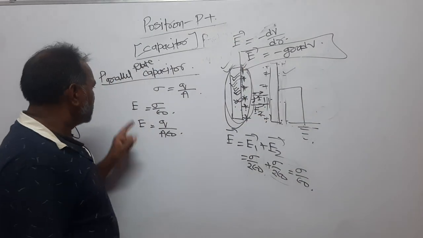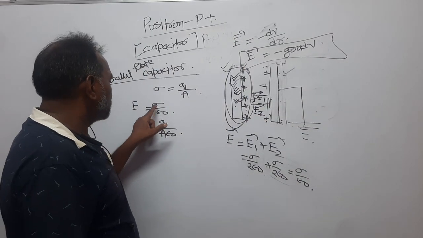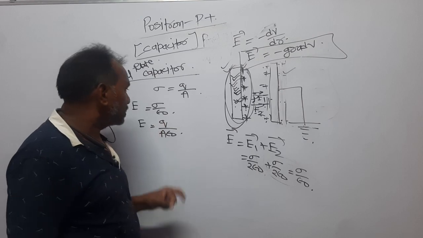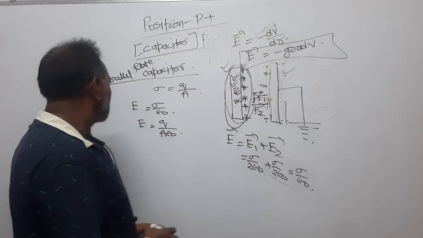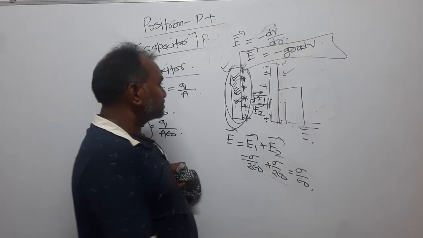Now, dear student, E is equal to Q, sigma I have replaced with Q upon A, right? So it becomes E is equal to Q upon A epsilon naught. Now, dear students, what happens?